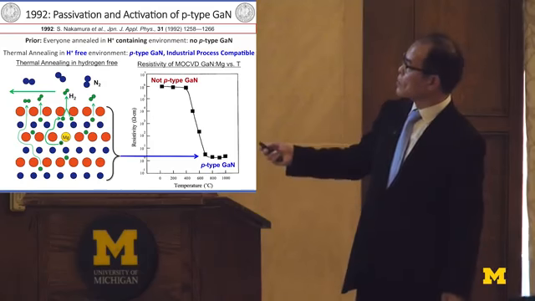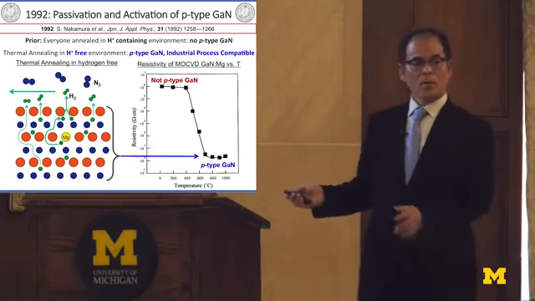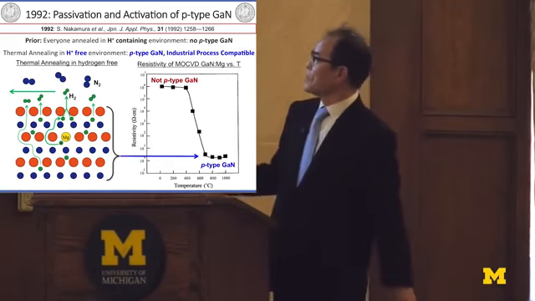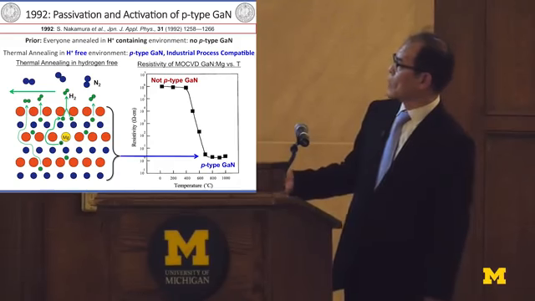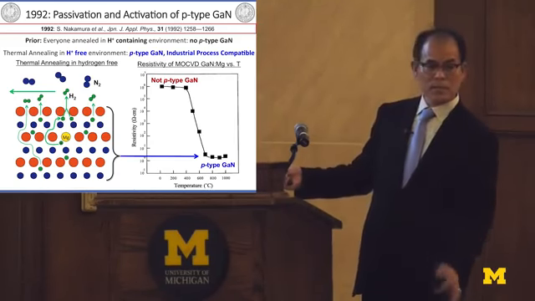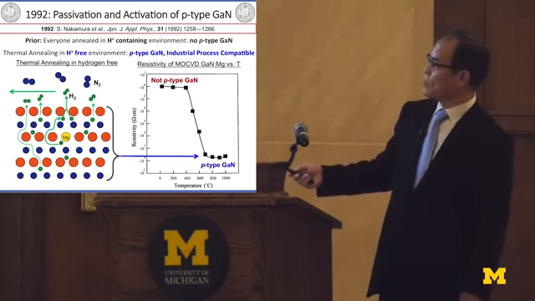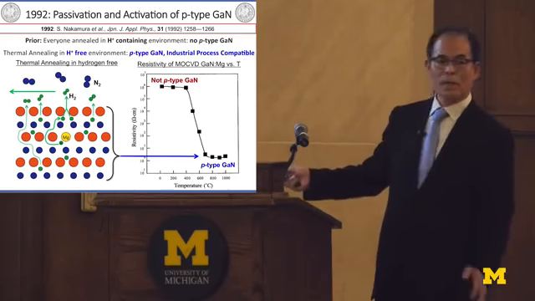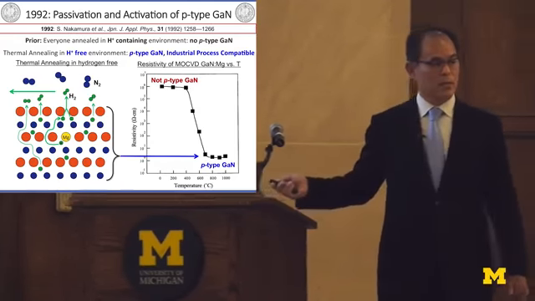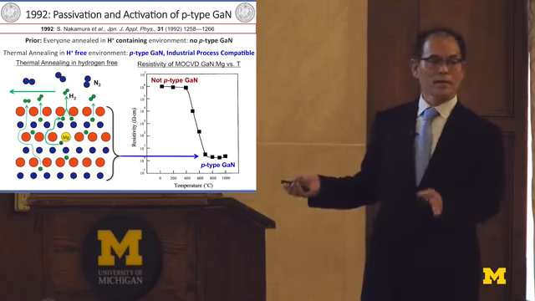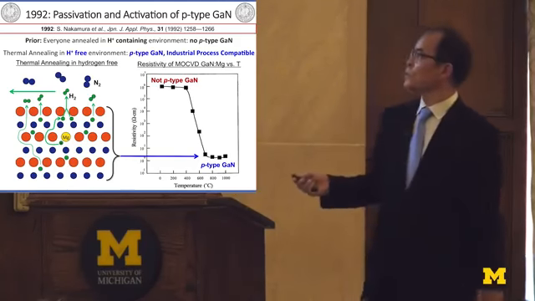By using thermal annealing, we got the P-type gallium nitride. Also, I clarified the mechanism. Initially, hydrogen passivated the magnesium acceptors. By thermal annealing, we could remove the hydrogen and activate the magnesium acceptors. It's called hydrogen passivation. I found this mechanism in 1992.